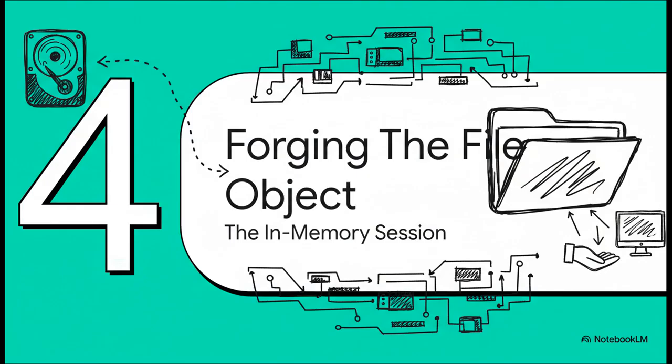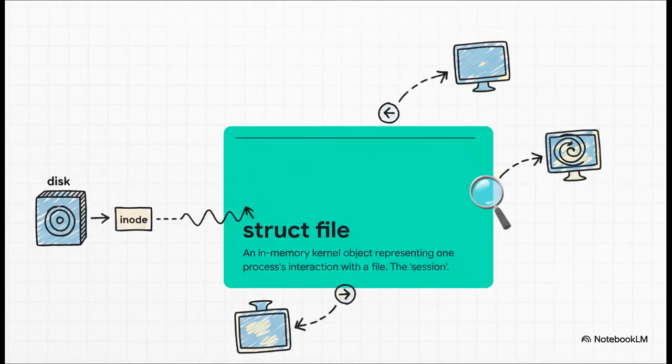Great. But that inode just represents the file itself. It doesn't represent our program's connection to that file. For that, the kernel has to create, or forge, a brand new object right there in memory. Now, this is a really, really important distinction. The inode is the one permanent record of the file on disk. But this struct file, it's a temporary object that represents a single session with that file. So if two different programs open the same document, there's still only one inode on the disk, but the kernel creates two totally separate struct file objects in memory, one for each program's unique session.